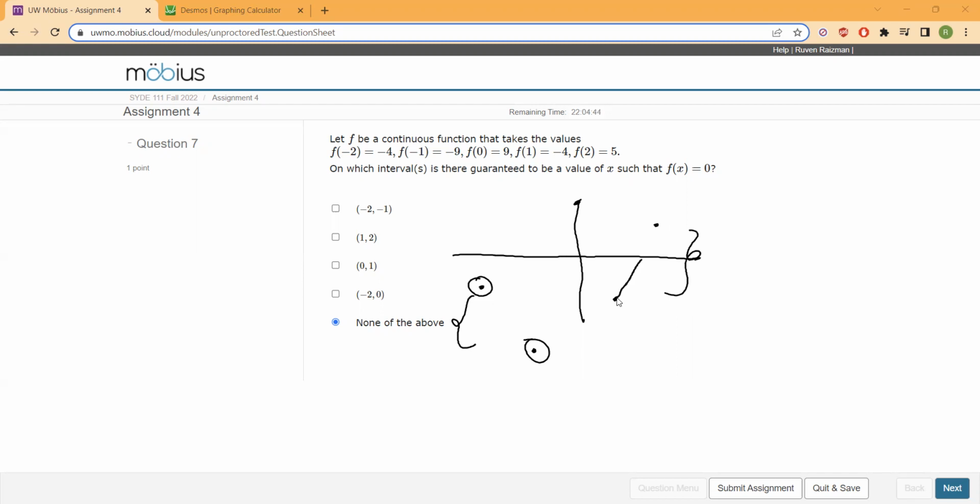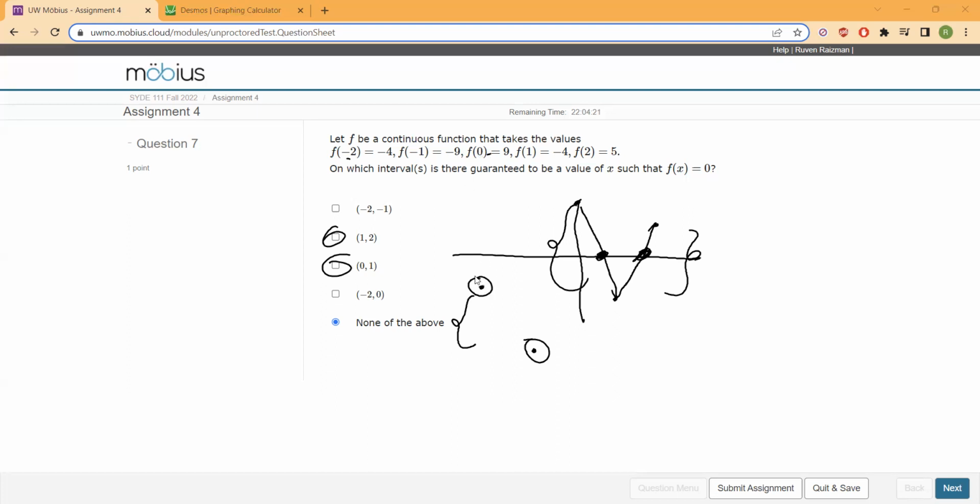And to travel all that distance, at some point we're going to need to cross x. So therefore, this one would work. Then from 0 to 1, again, we know that all of this distance has to be traveled. So we know that at some point this value will be crossed, f of x is equal to 0. So this also works. The -2 to 0 also works.